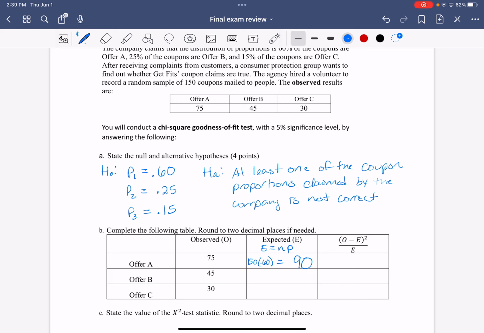How did you get the 150? That was your sample size N. So it's N times P. And it's a random sample of 150. For coupon B, sample size is still 150. And out of the 150, we expected a proportion of 25% or 0.25 to be offer B. So 150 times 0.25 is 37.5. And lastly, offer C, 150 times 0.15, and that would be 22.5.